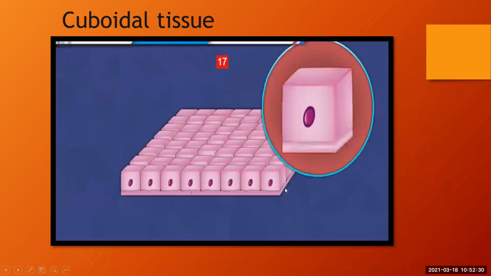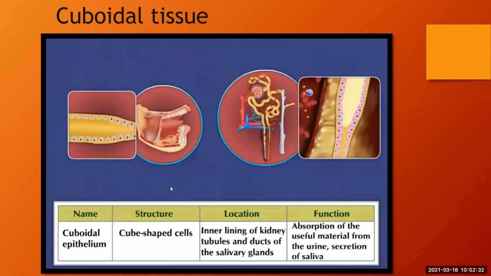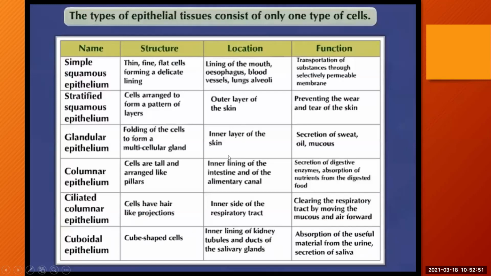The next is cuboidal epithelium. The shape of it is cube-shaped cells. They are located in the inner lining of kidney tubules and ducts of the salivary gland, and the function is absorption of the useful material from the urine and secretion of the saliva. So this is what we have studied, arranged in tabular form.